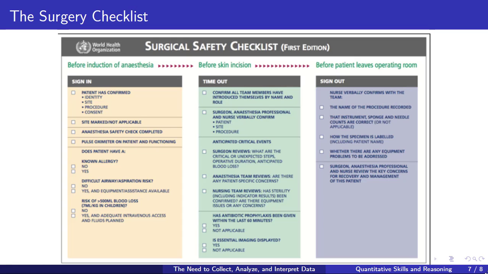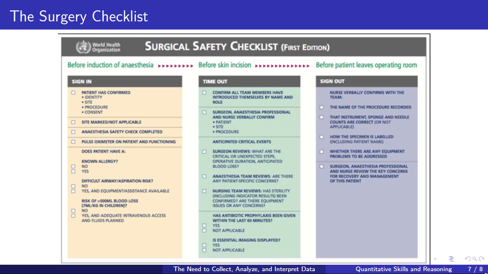Okay, so you might say, okay, that's a no-brainer for surgery. So now what happens once the blade hits the skin? Right before the skin incision, they had all the team members actually introduce themselves by name and role, and sometimes there'd be new teams together. So this is actually quite important. The surgeon, an anesthesia professional, and a nurse verbally confirm the patient, the site, and the procedure once again. And then the surgeon, anesthesiologist, and nursing team would review these critical events, and they talk about antibiotics and whether the essential imaging is being displayed already.